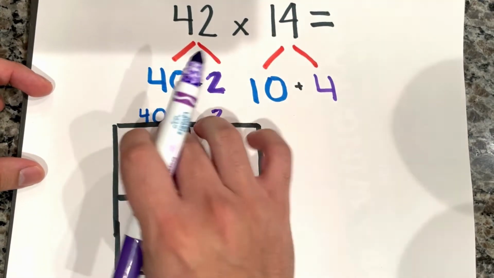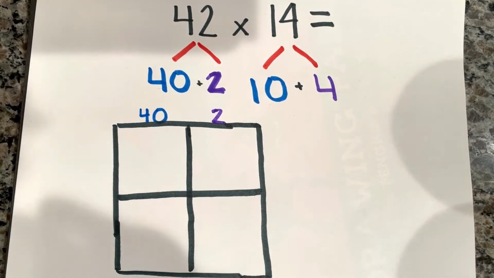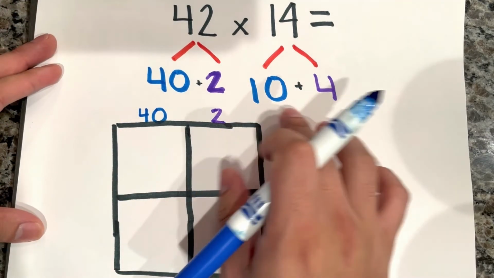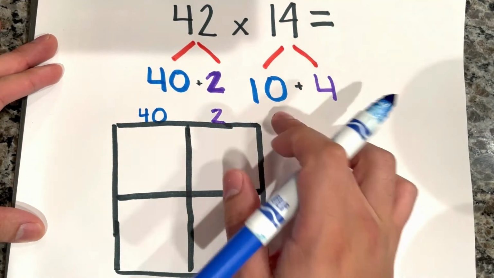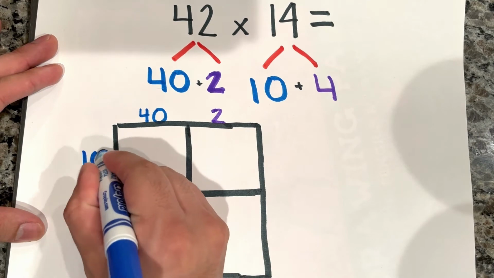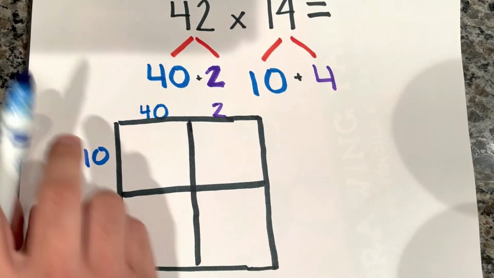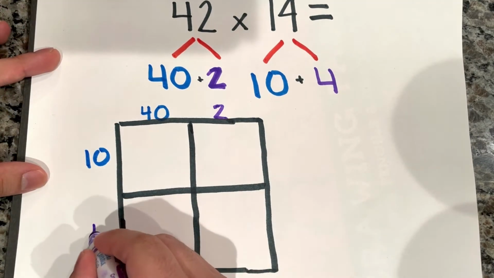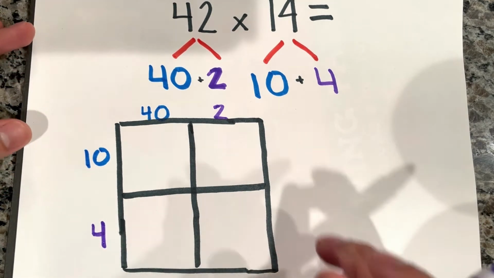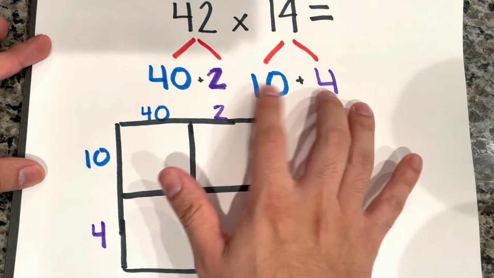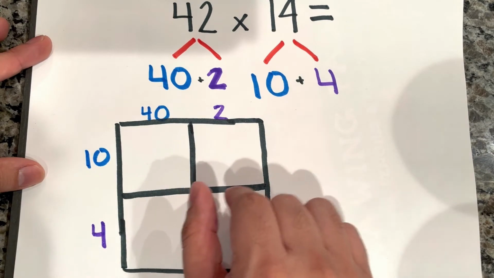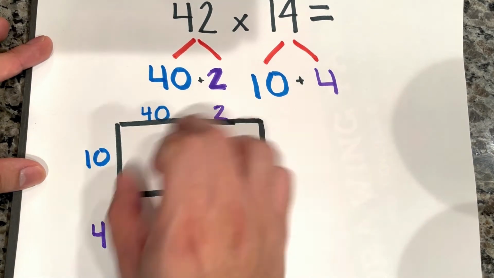So the 40 and the 2 will go here. And then now let's put the 10 and the 4 on this side here. So we'll put the 10 on this side and the 4 right here. Boom. So now we placed our expanded form 42 and our expanded form 14 on the outsides of this area model, okay?